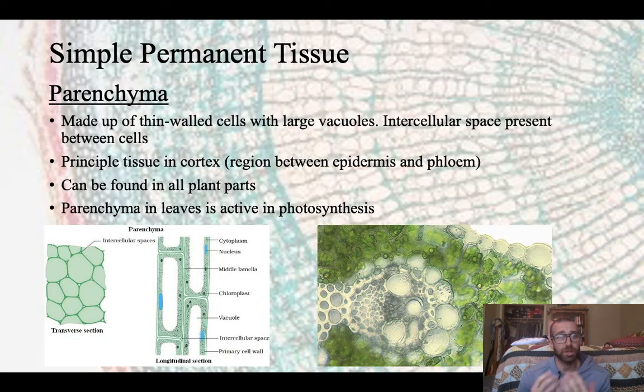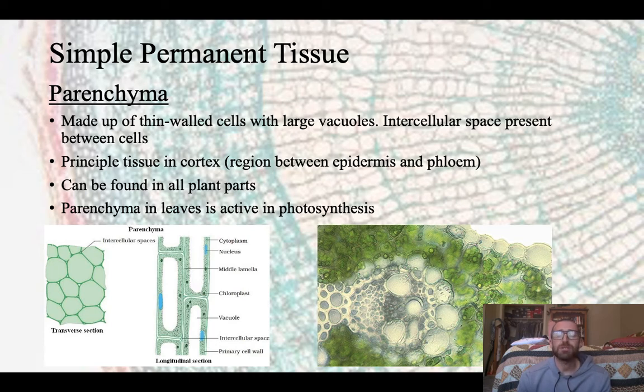So we're looking at our simple permanent tissues. So again, these are tissues that have been produced from meristematic tissues, but they're no longer actively dividing. They have been differentiated into whatever tissue type they're going to be. And within that permanent tissue, we have our simple tissues, which are just made up of one cell type. And within our simple permanent tissues, we have parenchyma tissue.